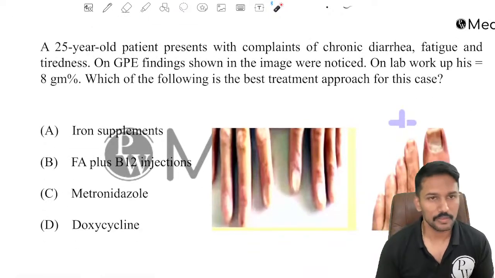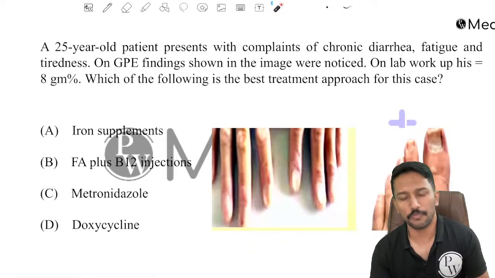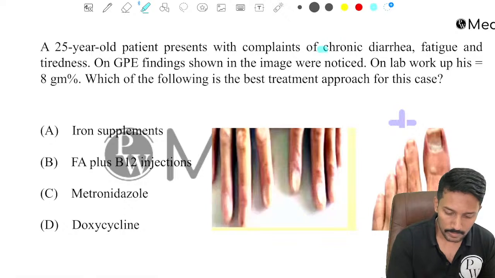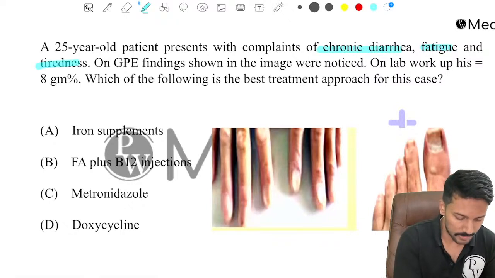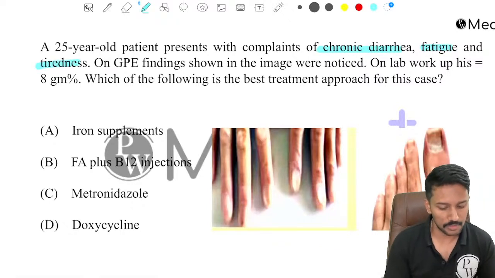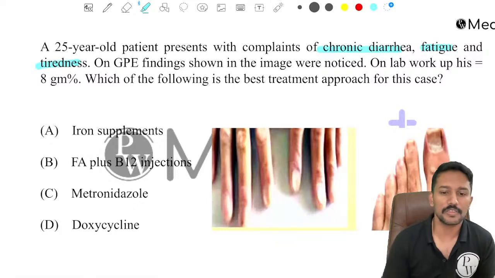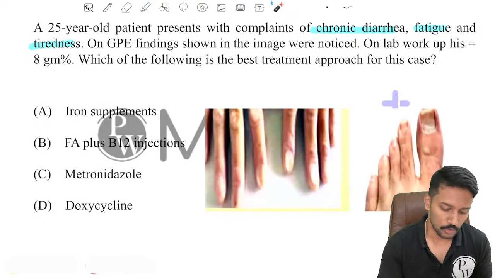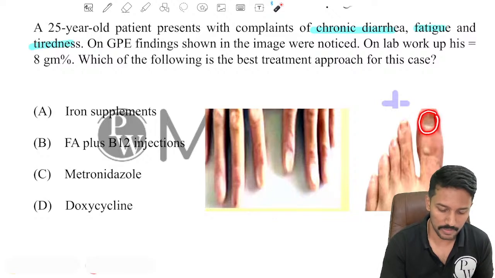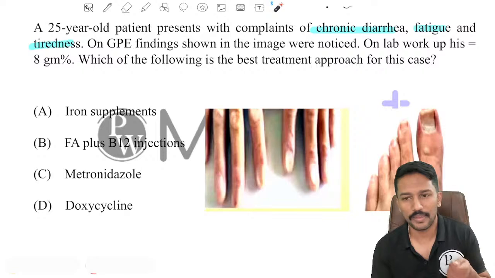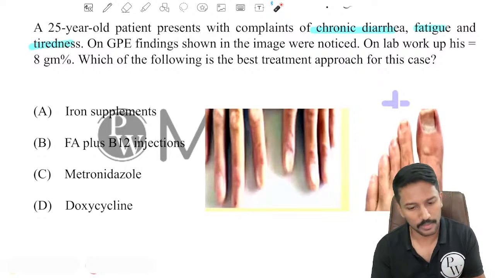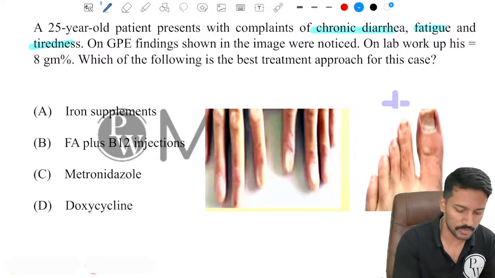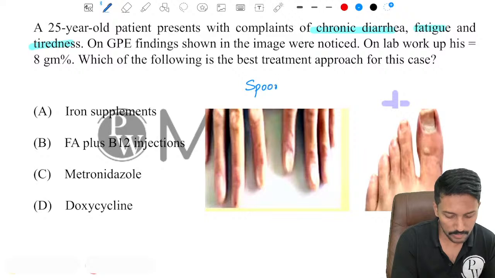Now the third question. A 25-year-old patient presents with complaints of chronic diarrhea, fatigue and tiredness. On general physical examination, the findings shown in this image are given below. Now what findings do you see in this image? Look closely at the patient's nail. What is the finding here? Don't you feel that the nail looks like a spoon-shaped nail, what we call as koilonychia? So this spoon-shaped nail is called as koilonychia.